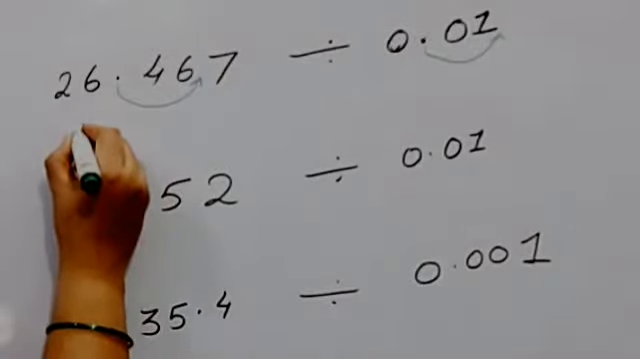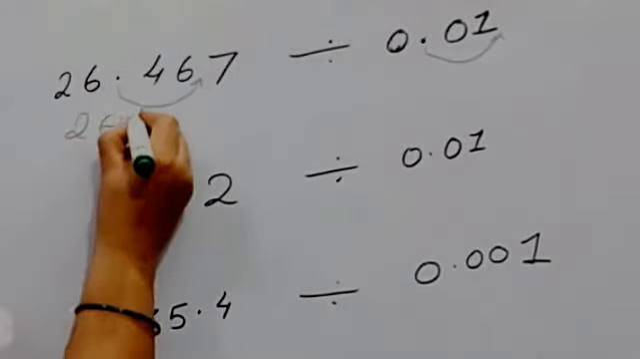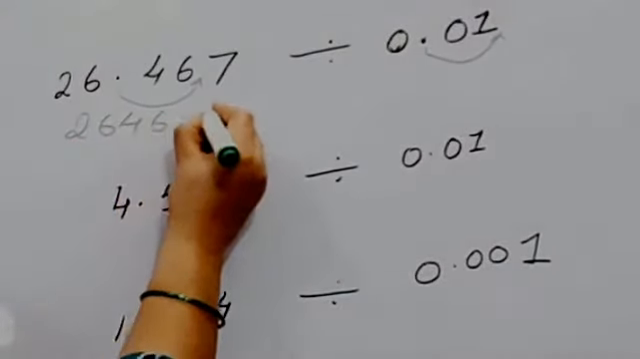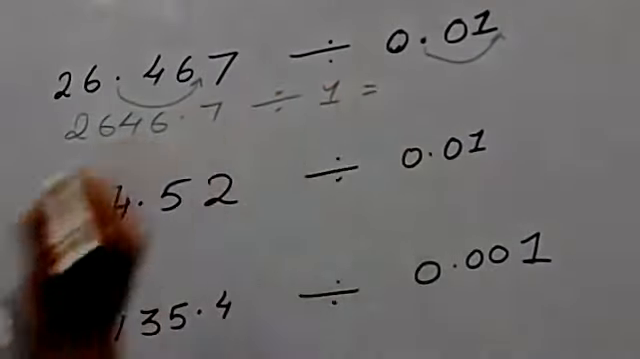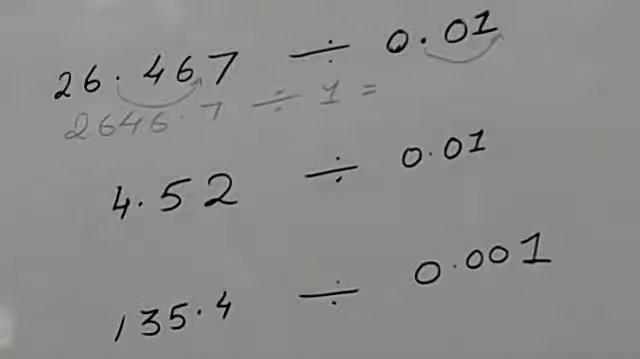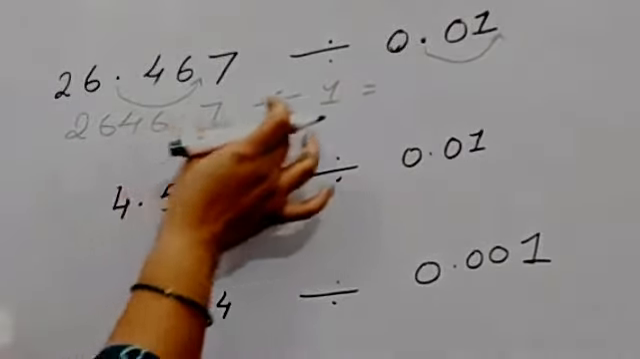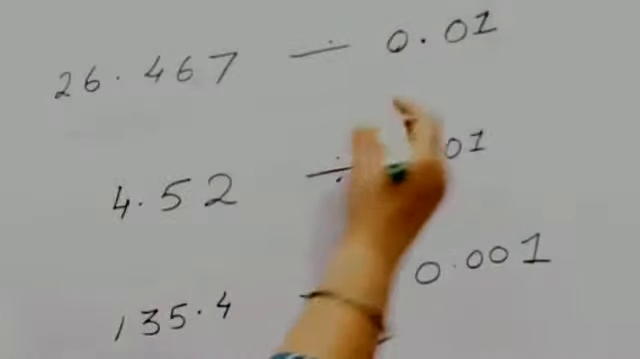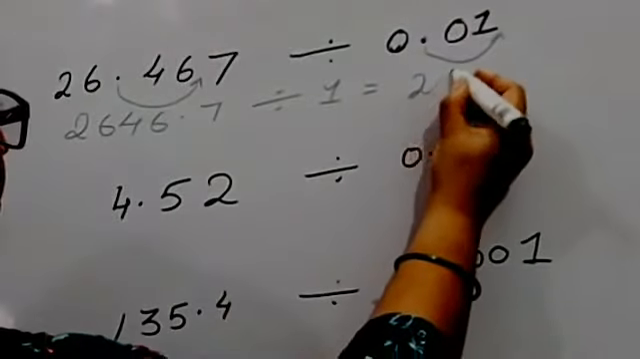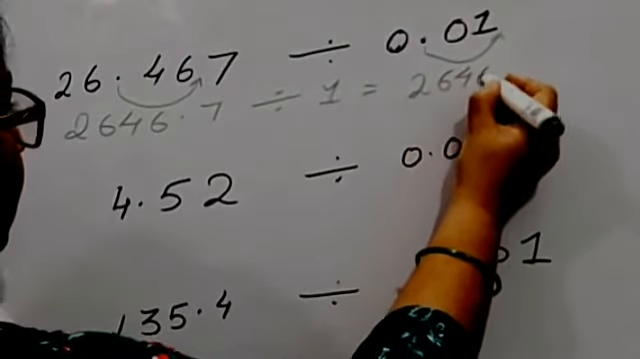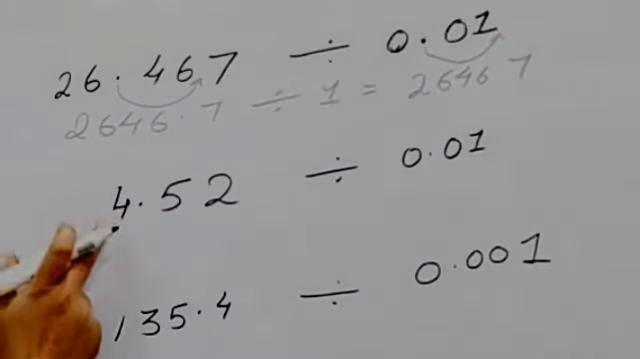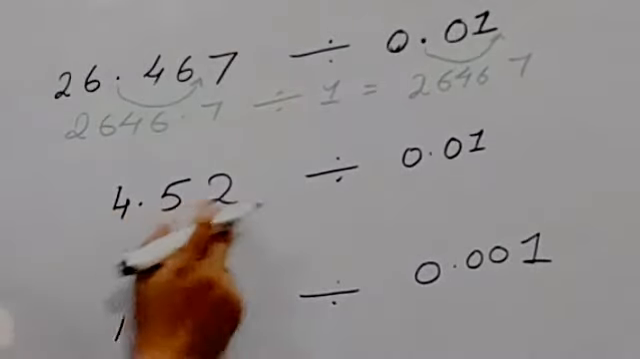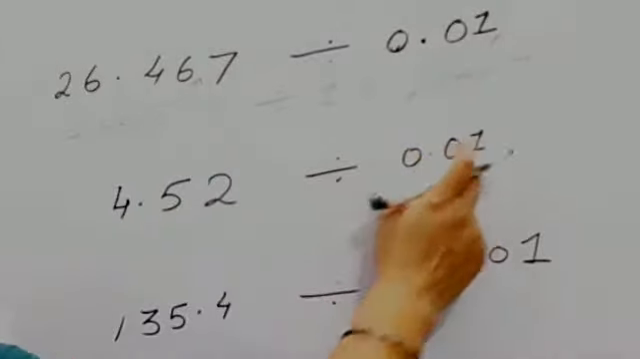It becomes 2646.7 divided by 1. And you all know the property of division. Any number divided by 1, the answer is the number itself. Hence the quotient is 2646.7. Likewise, the next example, 4.52 divided by 0.01.